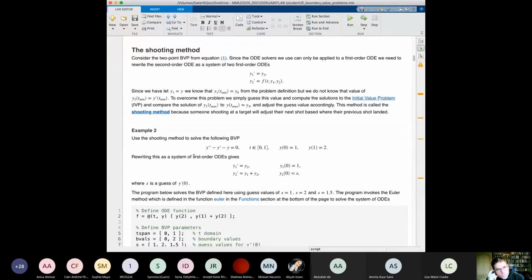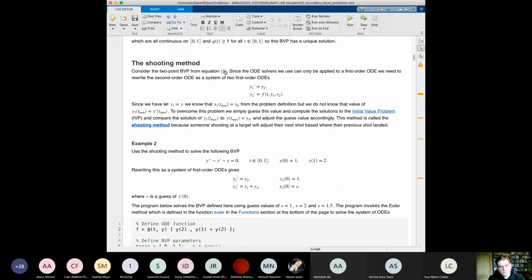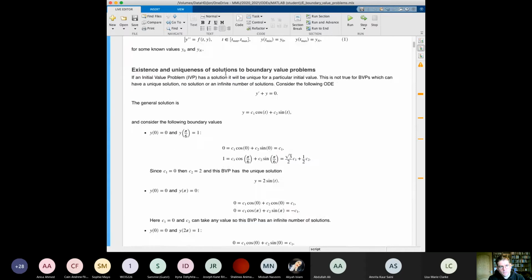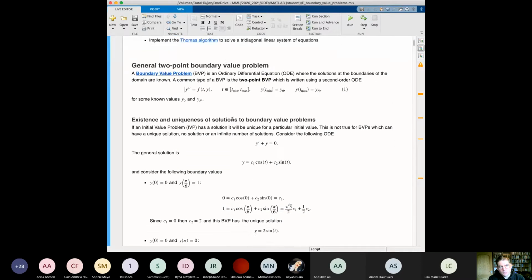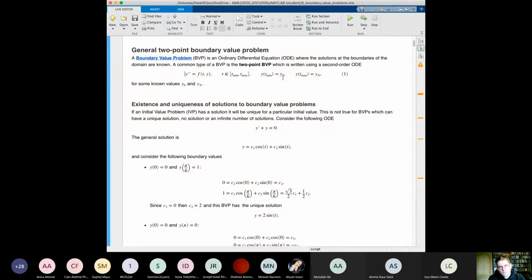So what we do is we split our boundary value problem. For example, take the boundary value problem from equation 1. We split it into two first order ODEs. That's just standard practice when applying numerical methods. So we have these two ODEs now. From the boundary value problem, we know what our initial value is of y, but we do not know what our initial value is of y'.